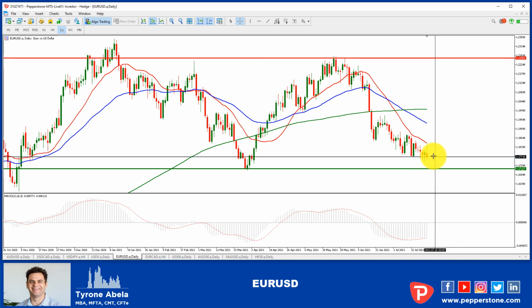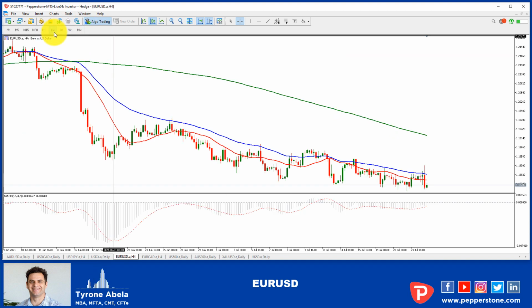If we're going to go long on this one, we need to see a series of higher highs and higher lows on a 4 hour at the very least.